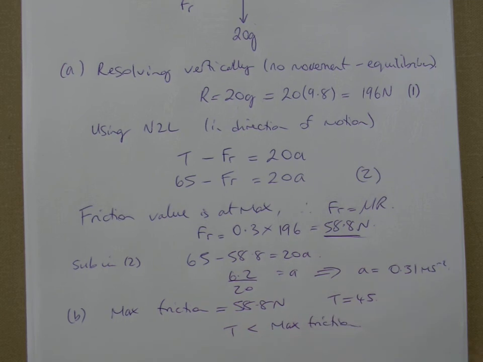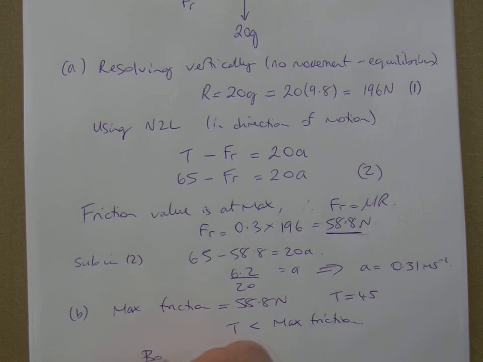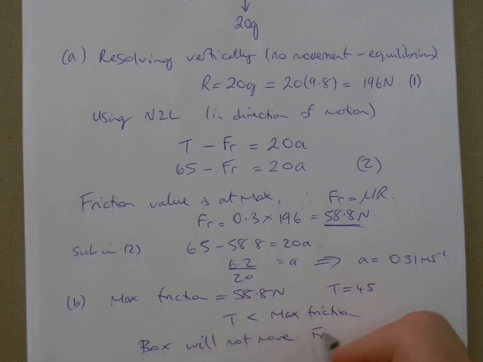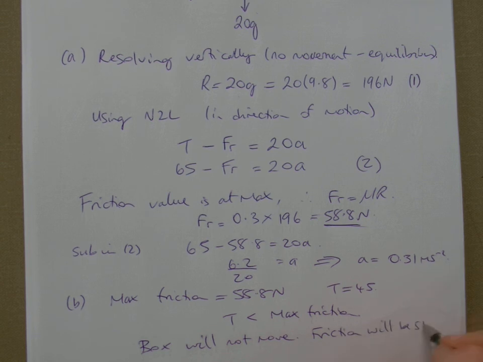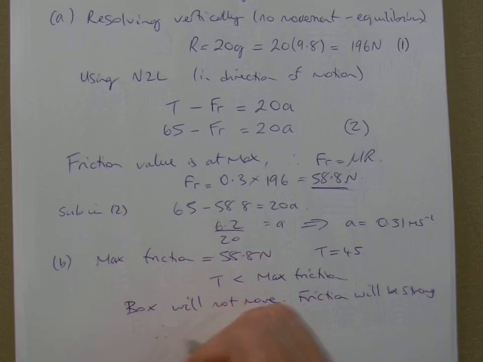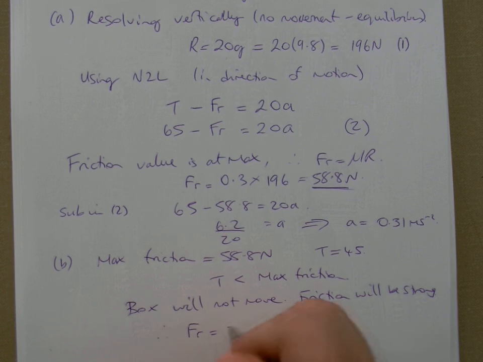So in that case, if T is less than the possible maximum friction, the box is not going to move, because the friction will be too strong for it. The friction will only match the value of T, the force applied to it. So in this case, the friction value will equal whatever T is, which is 45.